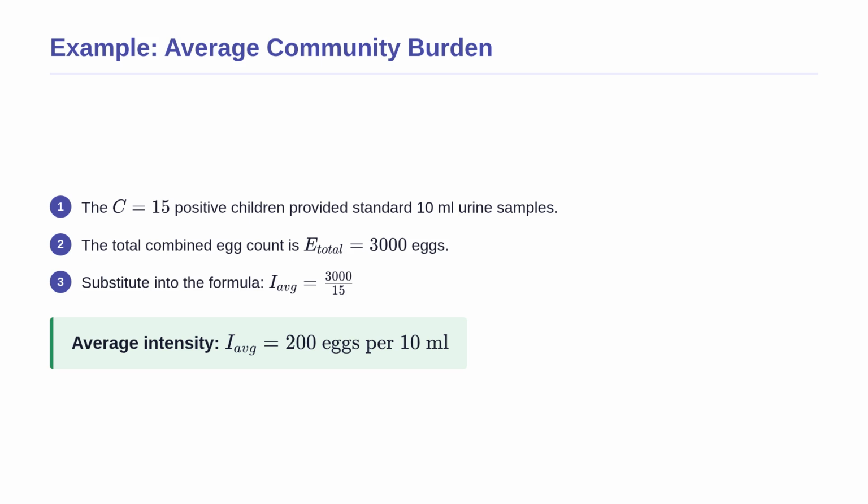The final answer is an average intensity of 200 eggs per 10 milliliters of urine. Since anything over 50 is considered a heavy infection, this massive number tells the medical team that these children are at severe risk for kidney failure and require immediate, aggressive treatment.